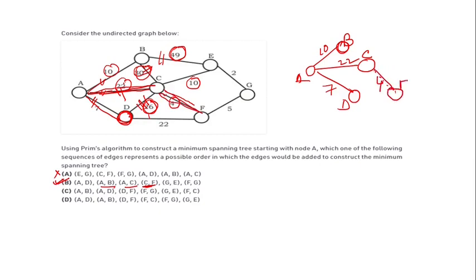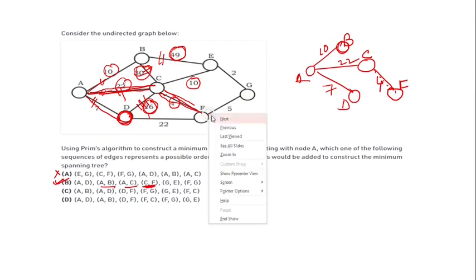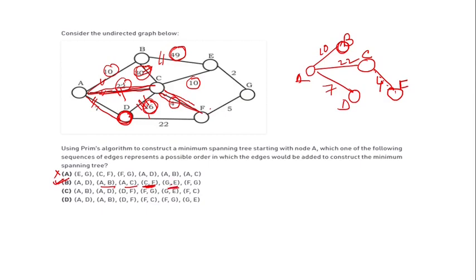So F has been visited. So this also seems to be correct. CF is correct. After CF, now the problem starts. CF, GE. How come? CF, so this vertex has been visited. Now they are saying GE. But for GE, we have to visit either E or G. We haven't visited, so this option is gone.